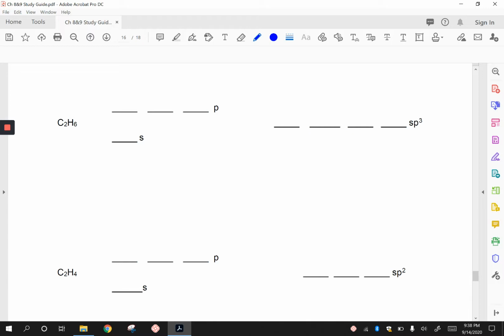So let's start with C2H6. So C2H6 looks like this. You have two carbons that are singly bonded, and then each of those carbons have three hydrogens around them. And if we look at just one carbon by itself, remember that carbon has 4 valence electrons, right? And so the first 2 go into the s orbital, which looks like a sphere. The probability density graph of it is a sphere.